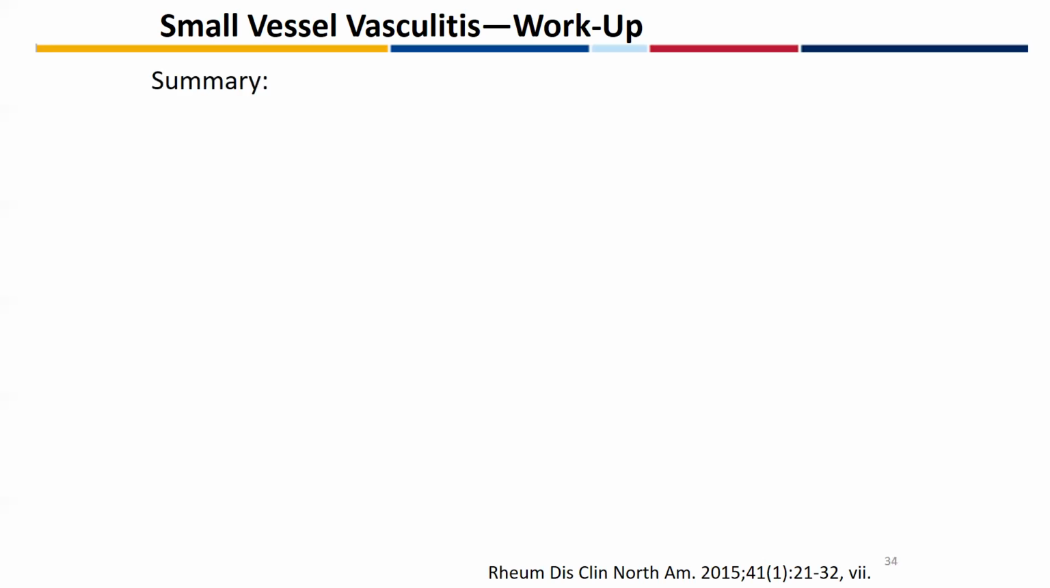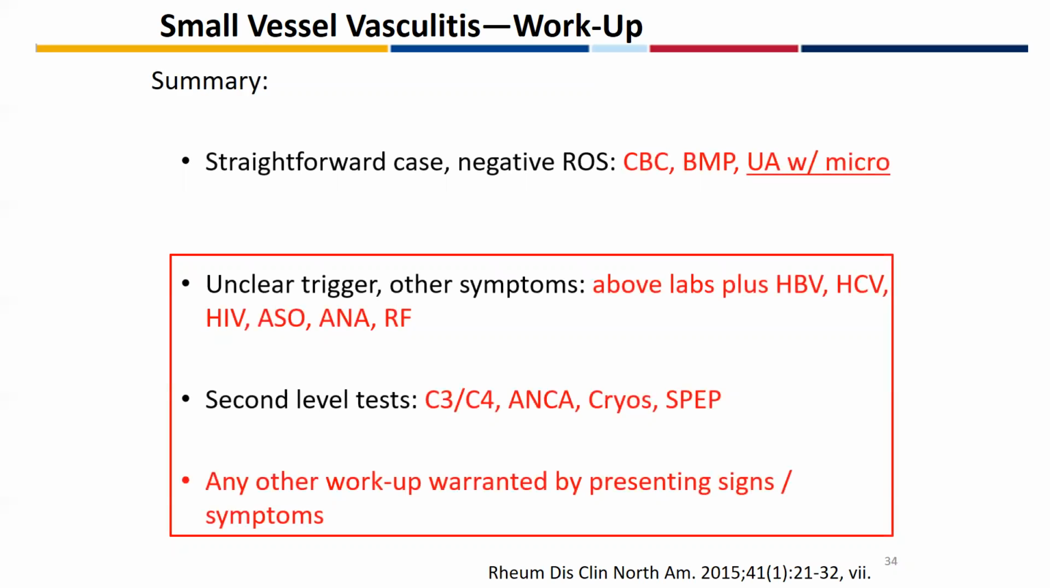nodosa. So in summary, for a straightforward case, initial presentation of small vessel vasculitis in the skin with a negative review of systems, I'm only getting a CBC, a BMP, and a UA with micro. But if there are unclear triggers or other symptoms, certainly it's worthwhile to get infectious serologies, autoimmune serologies, as well as some of those second-level tests, and really any other workup that's warranted by the presenting signs and symptoms.